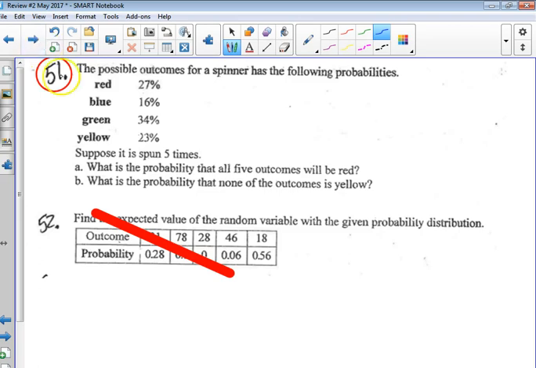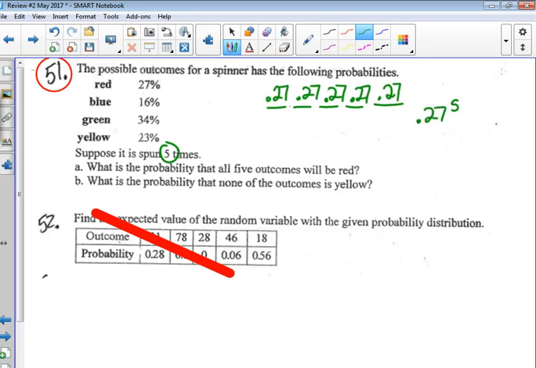All right, this question's on the final. You are spinning a spinner 5 times. What is the probability that all 5 outcomes will be red? This is an independent event. Every time you spin that spinner, the probability of a red is the same. So it's 0.27 every time for 5 spins. So we can type 0.27 to the 5th.